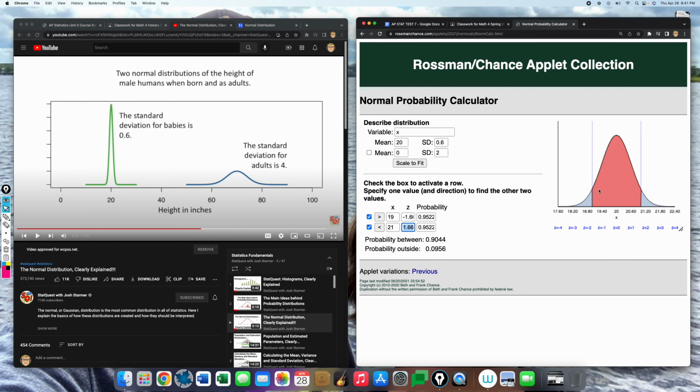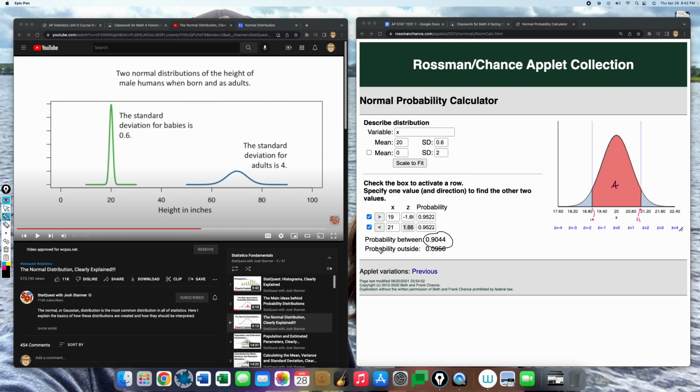Okay, so now the calculator shades the area between x equals 19. Let me go ahead and write this here. So this number right there is actually 19. And then this number right here is exactly 21. And the area right here, and I'm sorry that pink doesn't show up very well against the orange, the area in here between 19 and 21 is about 90%. So we can say that 90% of male babies, 90.4% of male babies, have lengths between 19 and 21 inches.